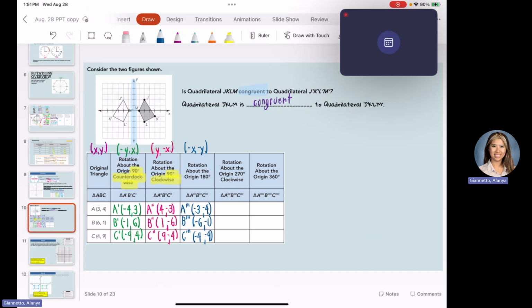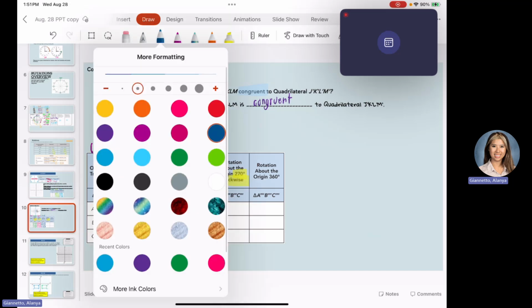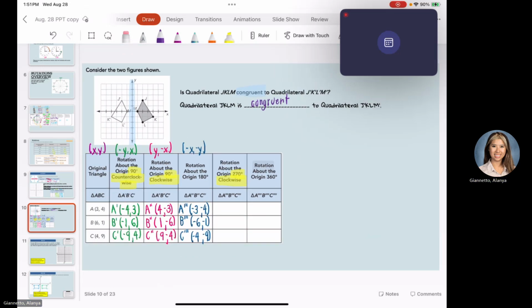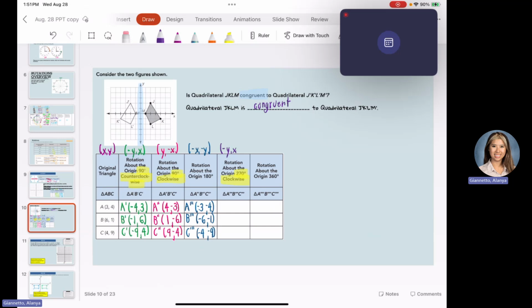And then rotation about the origin 270 degrees. So again, we have to be very careful with rotations because we have directions, right? So 270 degrees clockwise, if you remember, is actually the same thing as 90 degrees counterclockwise. So it's the same thing as that first rule that we had written. So it's going to be negative y, comma, x. So it's the same as this rule right here. Okay, so anyways, now I have A quadruple prime, and I could just copy down the numbers, negative 4 comma 3. B quadruple prime is going to be negative 1, comma 6. C quadruple prime is going to be negative 9, comma 4.